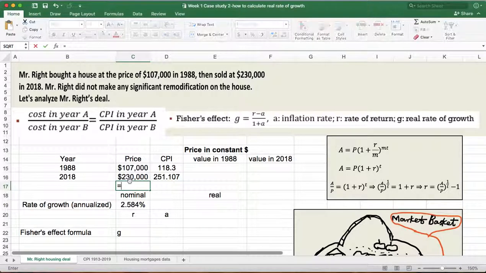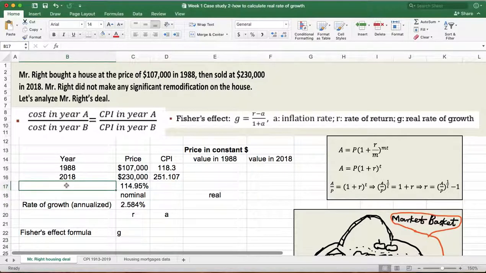We can actually calculate the rate of growth over 30 years: minus, divided by 30 years. So from 1988 to 2018, over the 30 years period, the value of the house grew by 114.95%.